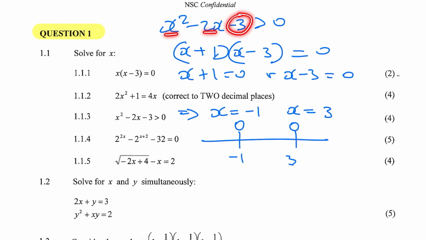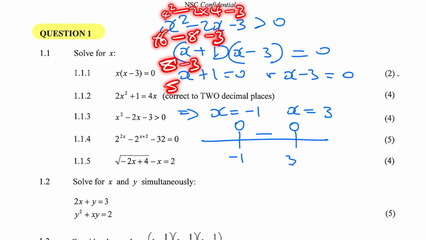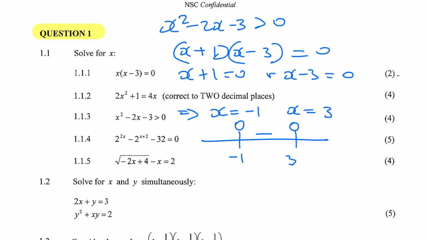If you take 0, you're going to have 0, 0, and you have negative 3. So your value between negative 1 and 3 is negative. And you can take any value that is greater than 3. Let's take 4, right? If you take 4, you have 4 squared minus 2 times 4 minus 3. That is 16 minus 8 minus 3, and that is 8 minus 3, that is 5. It's a positive value. So you have positive above 3.